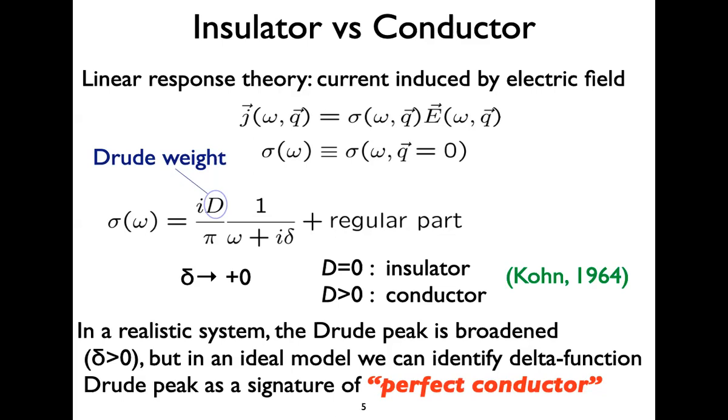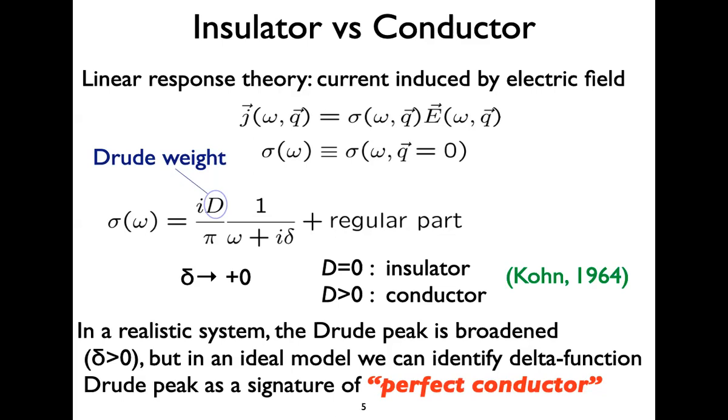And the coefficient of this singular part, the 1 over omega singularity, is nothing but the so-called Drude weight. This Drude weight is important because it can be used to distinguish conductor from insulator. Or more precisely, if this Drude weight is non-zero, or actually it has to be positive if non-zero, the system is a perfect conductor. And if this D is zero, then the system is an insulator.